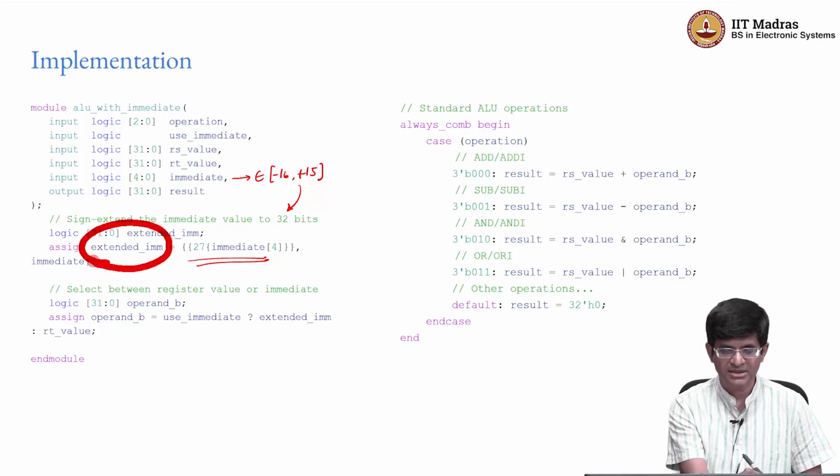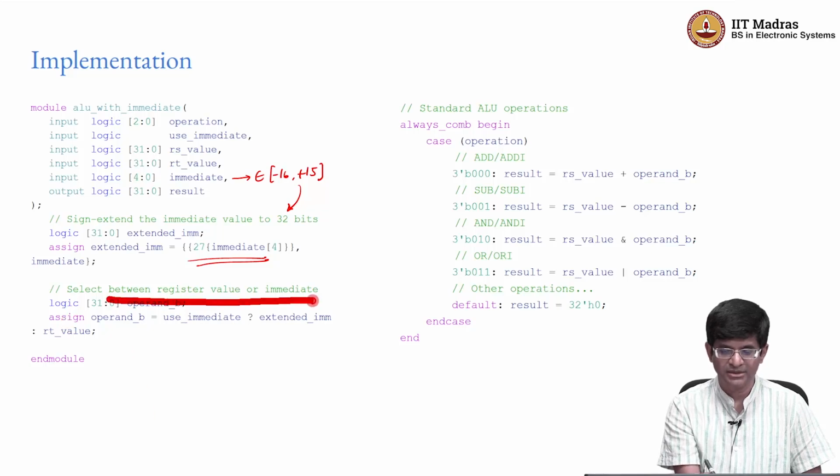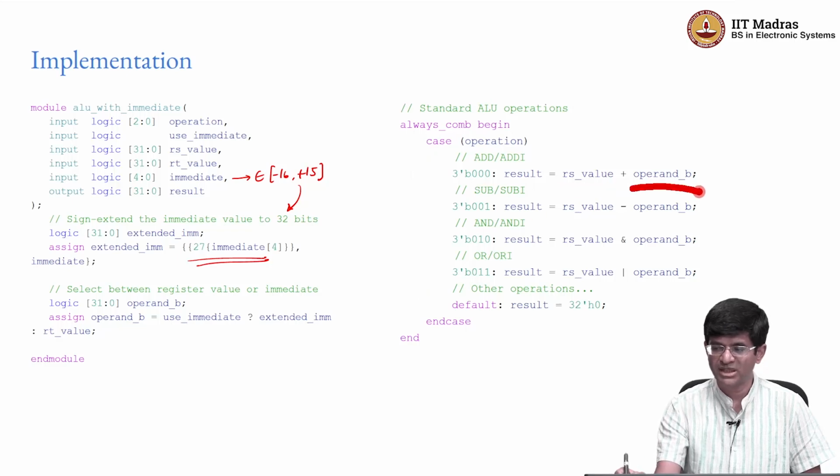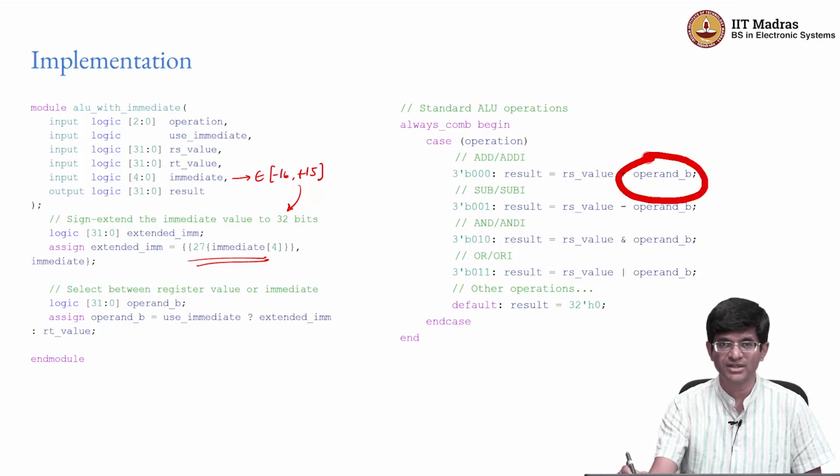So, now I have this temporary intermediate variable called extended immediate, and now I need to select which is the second operand that needs to go into the actual ALU operation. So, operand B is going to be, if the use immediate value, the Boolean signal is true, I will use extended immediate, else I will use the RT value. And once I have done that, the rest of my ALU looks exactly the same as before. All that it says is do RS value plus operand B, minus operand B, ampersand, or whatever are the operations that I need to perform out here. Just use operand B instead of the RS2 or RT value.